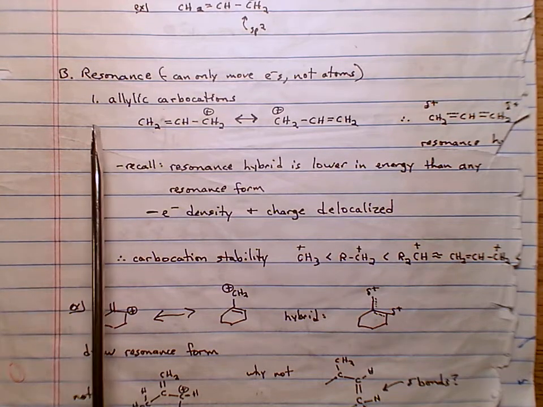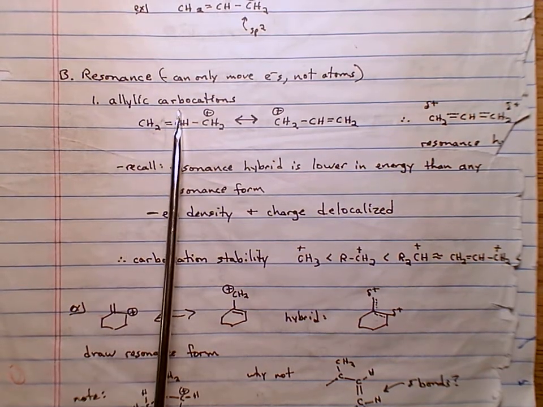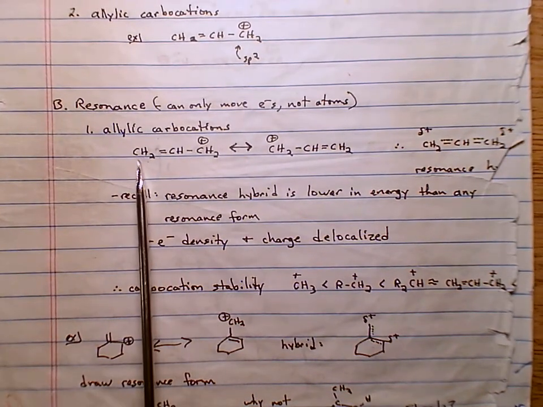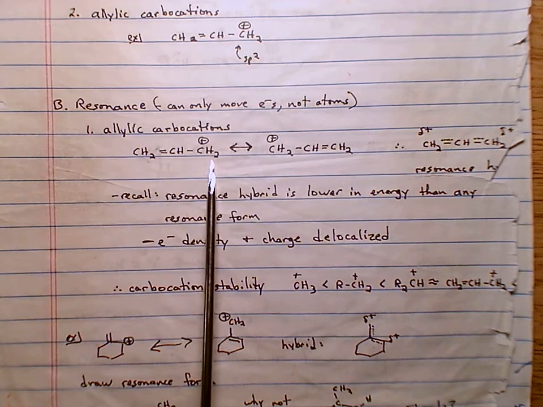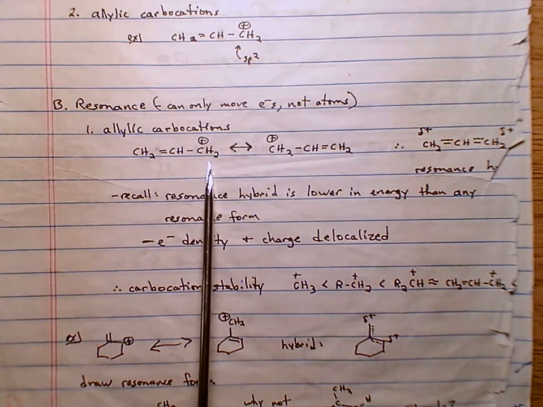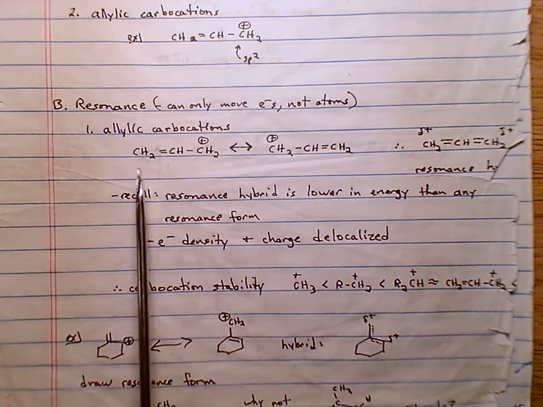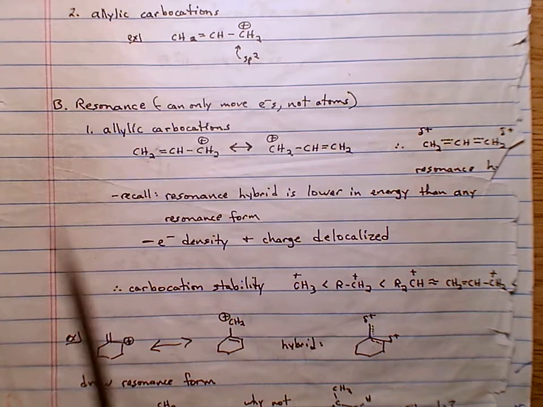All right, so let's start by looking at those allylic carbocations, the one we had here. Note that if we have this allylic carbocation, it has a resonance form. Recall, with resonance forms, you can move electrons, but not atoms. Or another way of saying it, we can move pi electrons, the pi bonding electrons. We can move lone pair electrons, but we cannot move sigma bonding electrons.